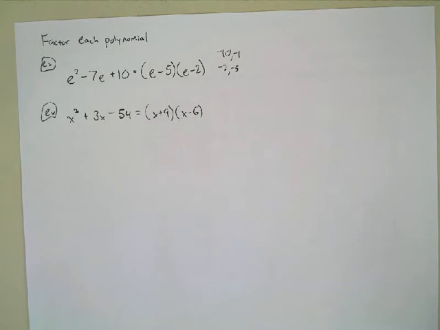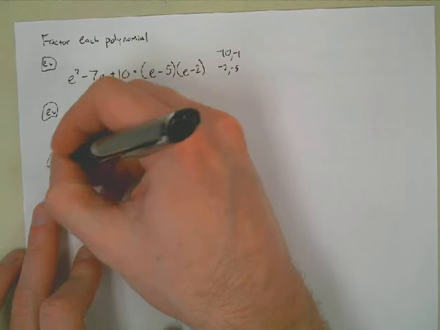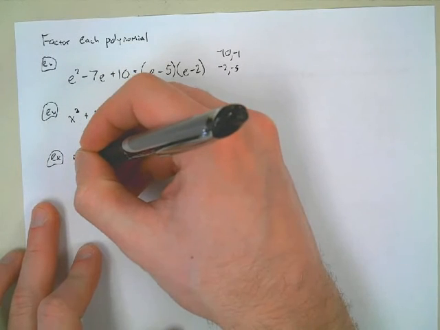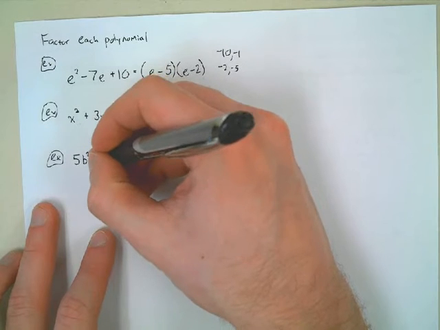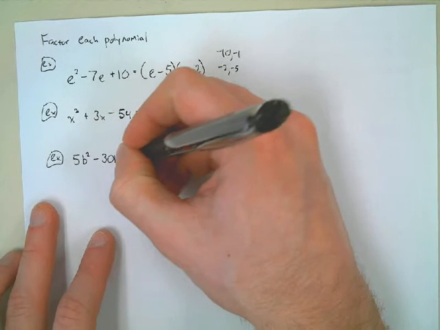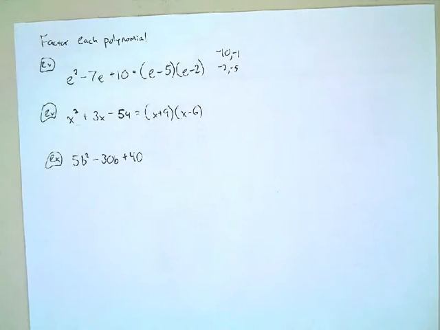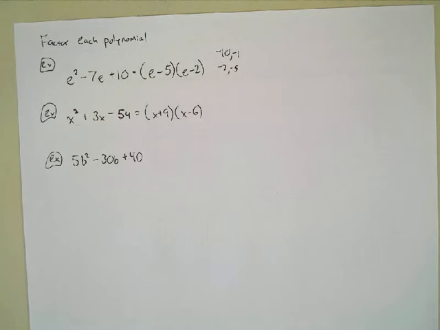Oh, fun. Okay. Well, what about a problem like this? 5b squared minus 30b plus 40. What should we do here? Yeah, Ken? You divide something by 5.